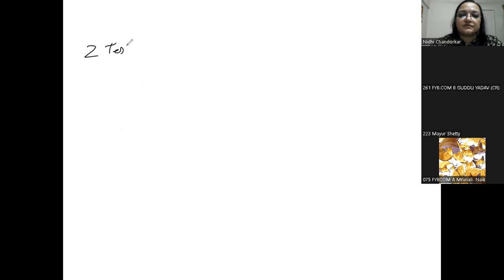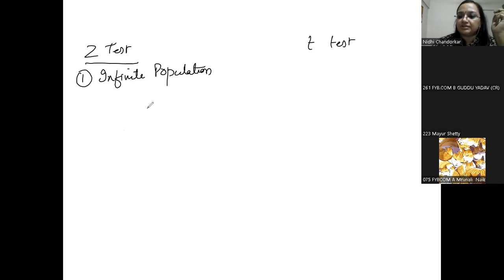We'll write it for Z test first, and then we'll go for T test. In case of Z test, guys, there can be two situations. One, when the population size is not known to us. Like, for example, we want to talk about how many people travel through our Eastern Expressway every day. So that we cannot know. So sometimes the population size is not known. In such cases, the population is said to be an infinite population. That means we do not know the population size.